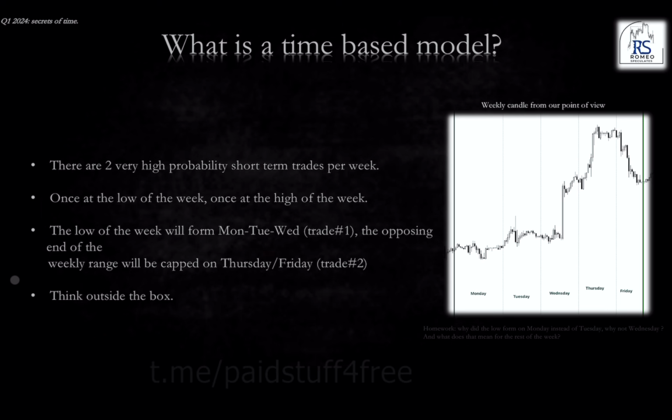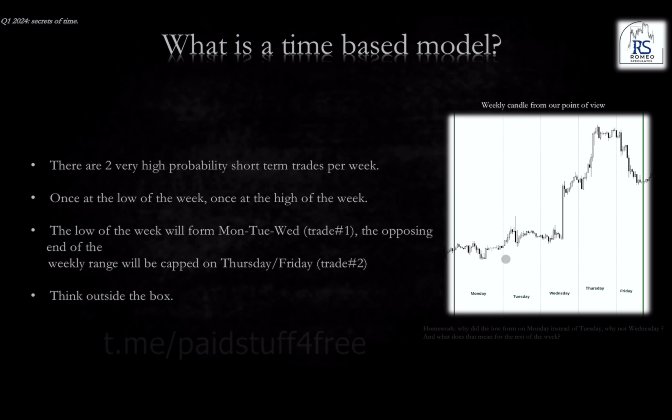Likewise, there are 2 very high quality short-term trades per week. Once at the low of the week, once at the high of the week. As a general rule of thumb, the low of the week will form Monday, Tuesday, Wednesday. That's trade number 1. And the opposing end of the weekly range will be capped on Thursday, Friday. Trade number 2. With this information and this image, you can think outside the box and create your own weekly profiles.